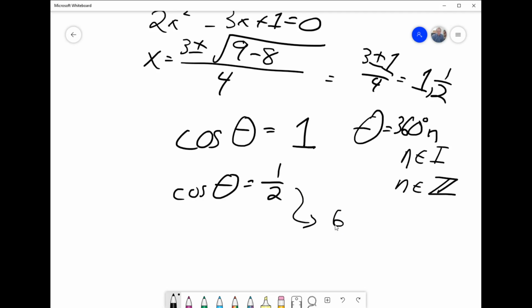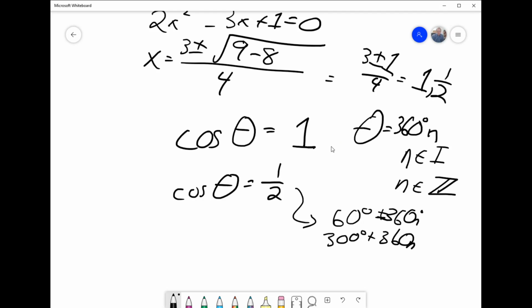Cosine of 1/2 in our first period from 0 to 360. We've got those solutions at 60 and 300. So then we're going to have added on to those multiples of 360. Now note that because n is an integer, we don't need to have the plus or minus here. We can just say plus because we could just put a negative value of n, and that will take care of it.